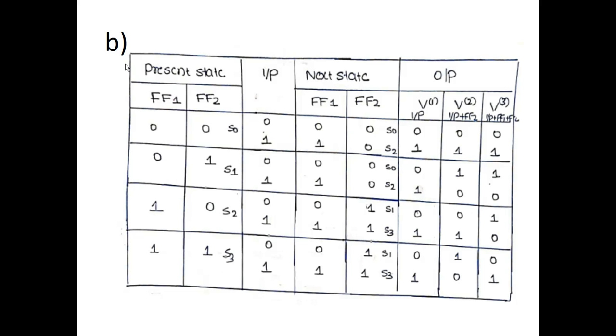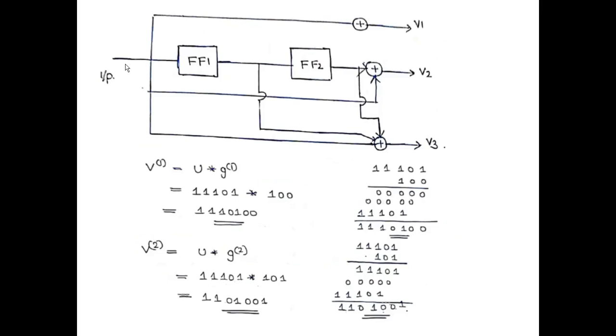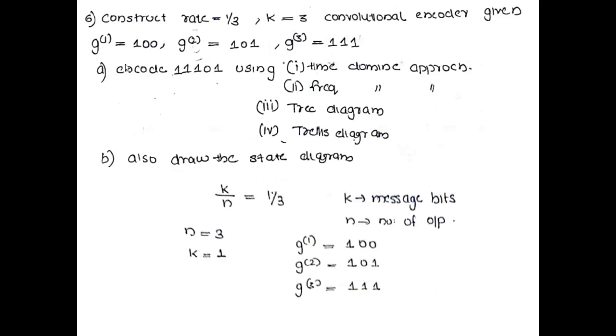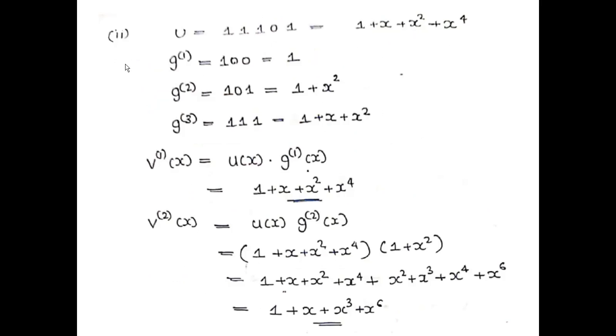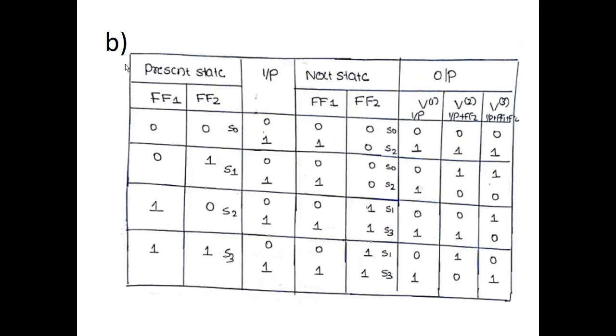We already did this for one example, so we have this question. The same question we need to encode. We encoded the same question using a tree diagram, tree list diagram, etc. In that we already found the state transition table. So this is the state transition table for the same question.